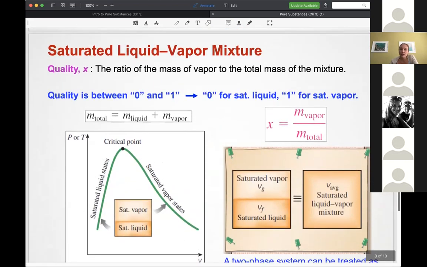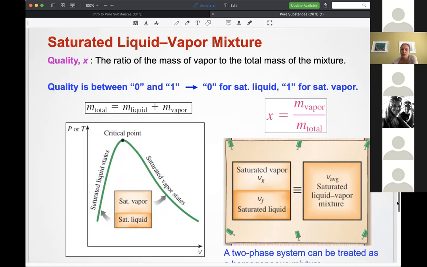So I just wrote this down, but here's your quality term: the mass of your vapor over your total mass, where your total mass is the mass of your liquid plus the mass of your vapor. So quality is always between 0 and 1. It will be 0 if all of it is liquid. It will be 1 if all of it is a saturated vapor, which I just said.